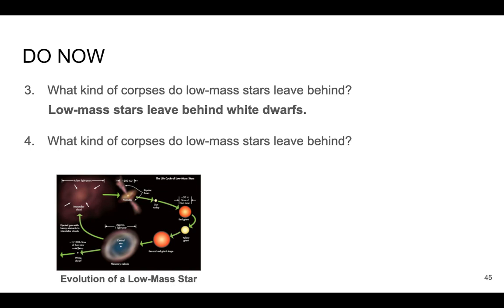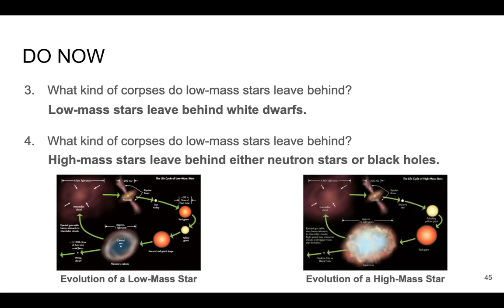The other question is, what kind of corpses do high-mass stars leave behind? High-mass stars leave behind either neutron stars or black holes. High-mass stars, so 8 to about 20 solar masses, will leave behind neutron stars, and 20 solar masses or more will leave behind black holes. So, yeah, if I remember, I'll go back and fix that typo. I bet you the same typos are on the previous slides, too. Too much copy pasting.